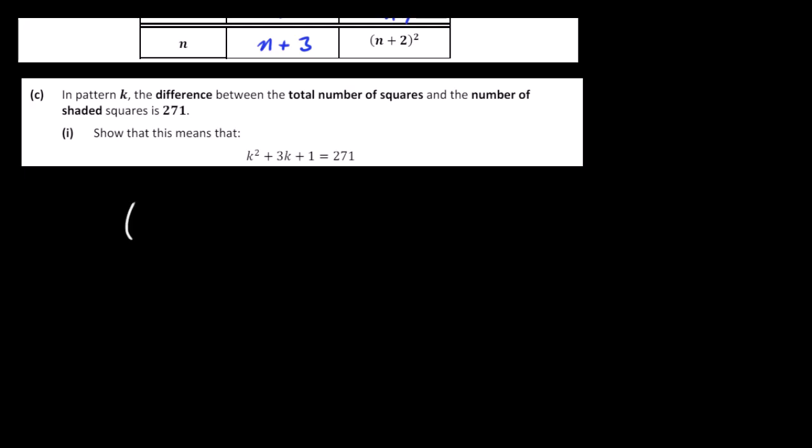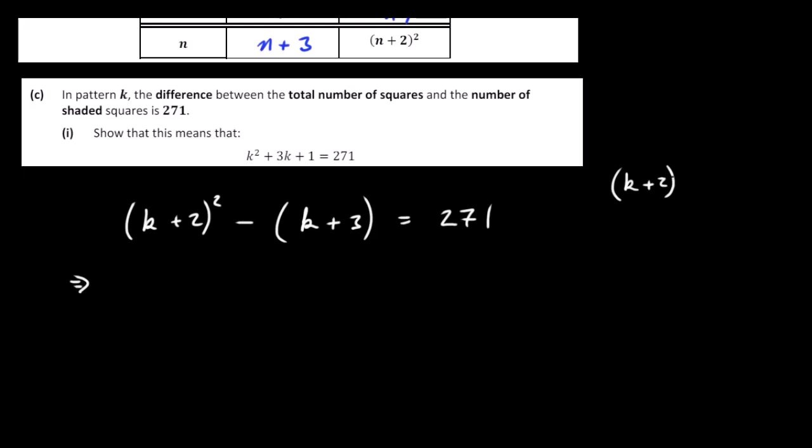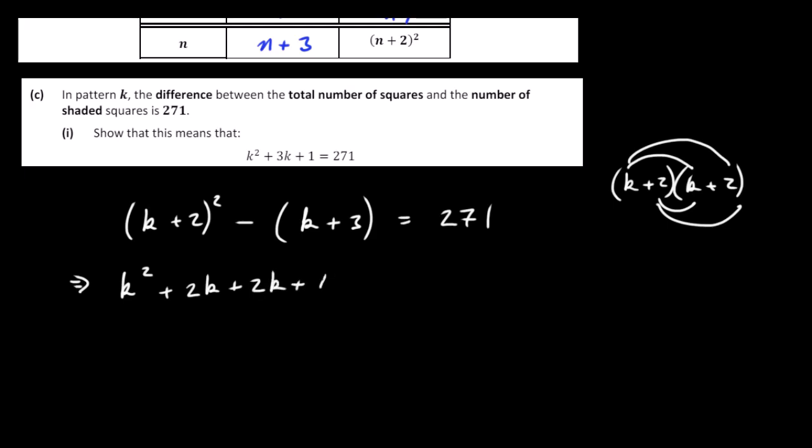Now we're talking about pattern k, so instead of the n I'm just going to put in a k plus 2 squared. We've got to subtract the k plus 3 and we should get 271, or that's what they're telling us the difference is. So all we've got to do is multiply all this out and hopefully we'll get this here. So remember, k plus 2 squared is k plus 2 times k plus 2. So really what you've got to do is multiply this by this, this by this, this by this, and this by this one here. So when you do that here you get k squared plus 2k plus 2k plus 4.